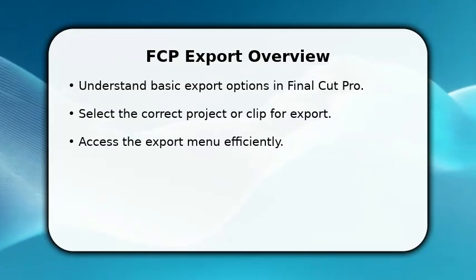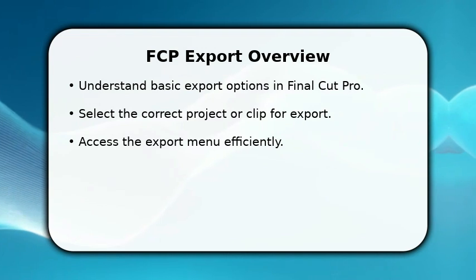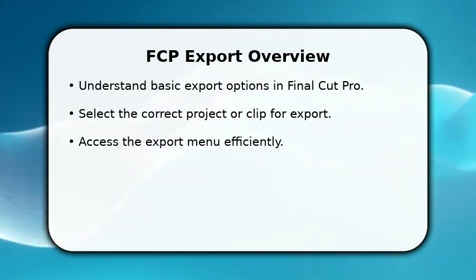In this video, I will explain how to export from Final Cut Pro. First, open your project in Final Cut Pro. Navigate to the top menu bar and click File, then hover over Share. This reveals various export destinations.